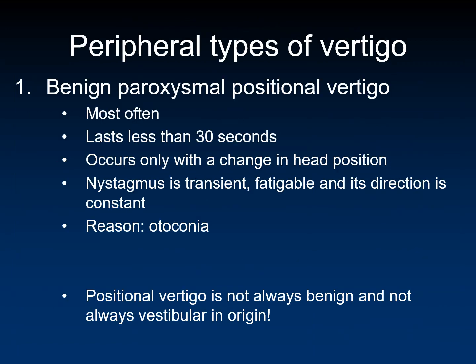Peripheral type of vertigo: benign paroxysmal positional vertigo, most often lasts less than 30 seconds, occurs only with change in head position. Nystagmus is transient, fatigable, and its direction is constant. Reason: otoconia. Positional vertigo is not always benign and not always vestibular in origin.